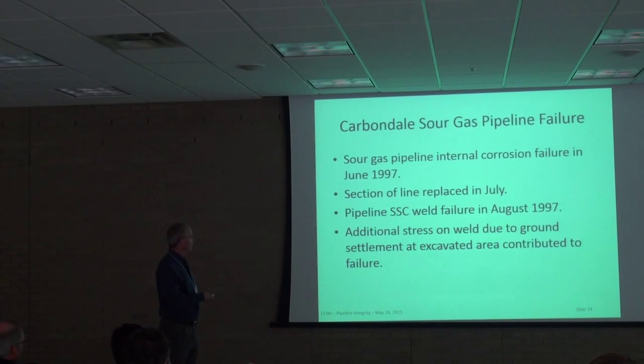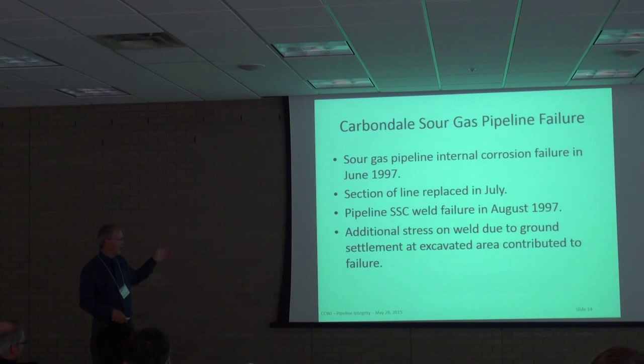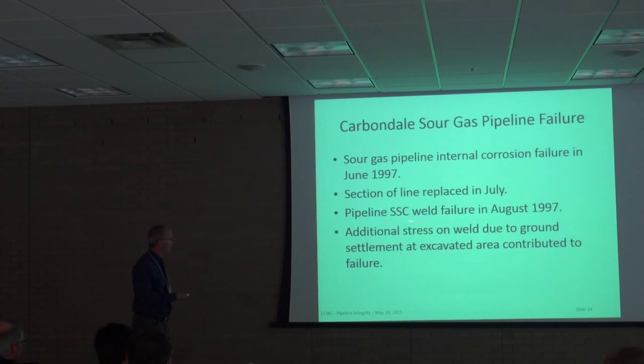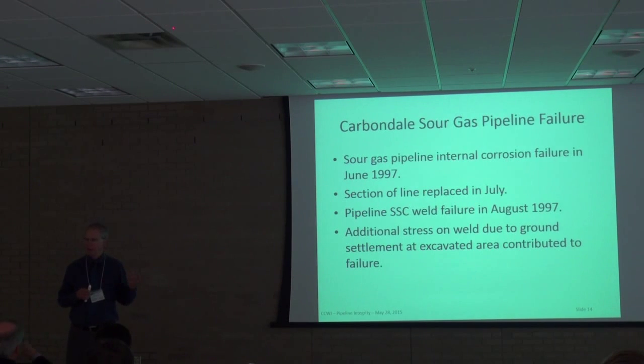This line had an internal corrosion failure, so they replaced it that July. They put a new section of pipe in, welded it up, repaired it, and put it back in service, and it failed, actually within a few weeks of startup. The reason this one failed was because there was a little bit of undercut that was allowable by code at the time, and the CSA code has since changed.